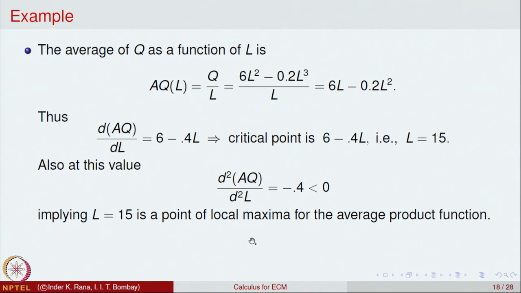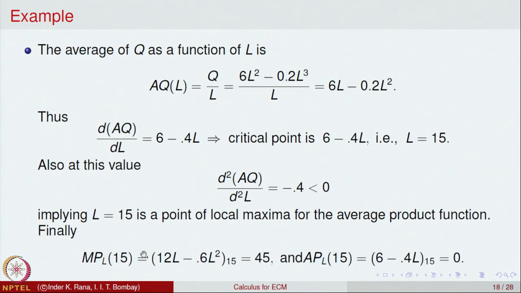So, we have found the maximizing labor for both the production and the average, right. Now, let us compute the marginal production for labor when labor is 15. You recall the derivative of the production was 12 L minus 0.6 L square. So, that is the marginal. We have to evaluate it at 15. So, put the value 15 and you get 45.